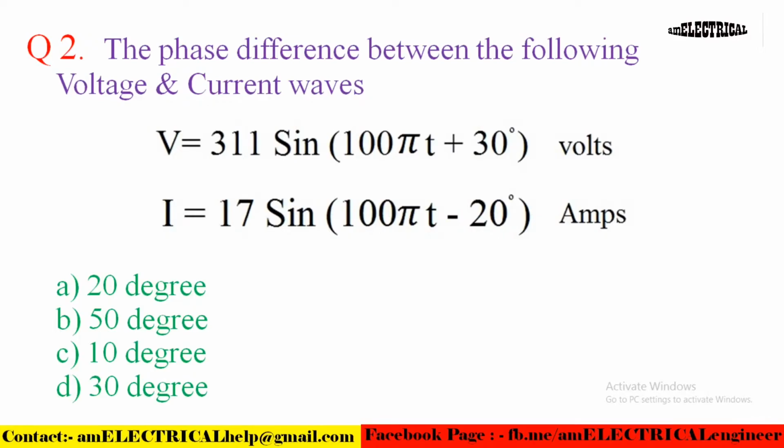The phase difference between the following voltage and current waves: V equal to 311 sin 100 pi t plus 30 degree volts, current I equal to 17 sin of 100 pi t minus 20 degree in amps. The options are option A 20 degree, option B 50 degree, option C 10 degree, and option D 30 degree.